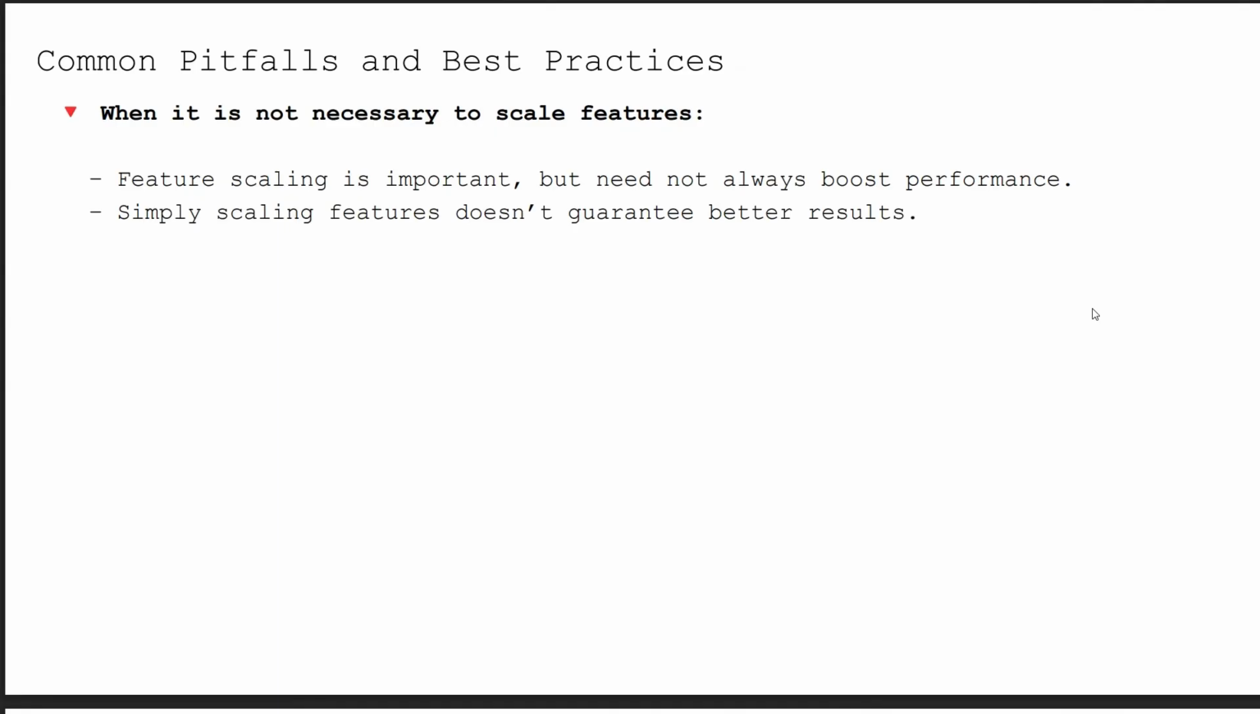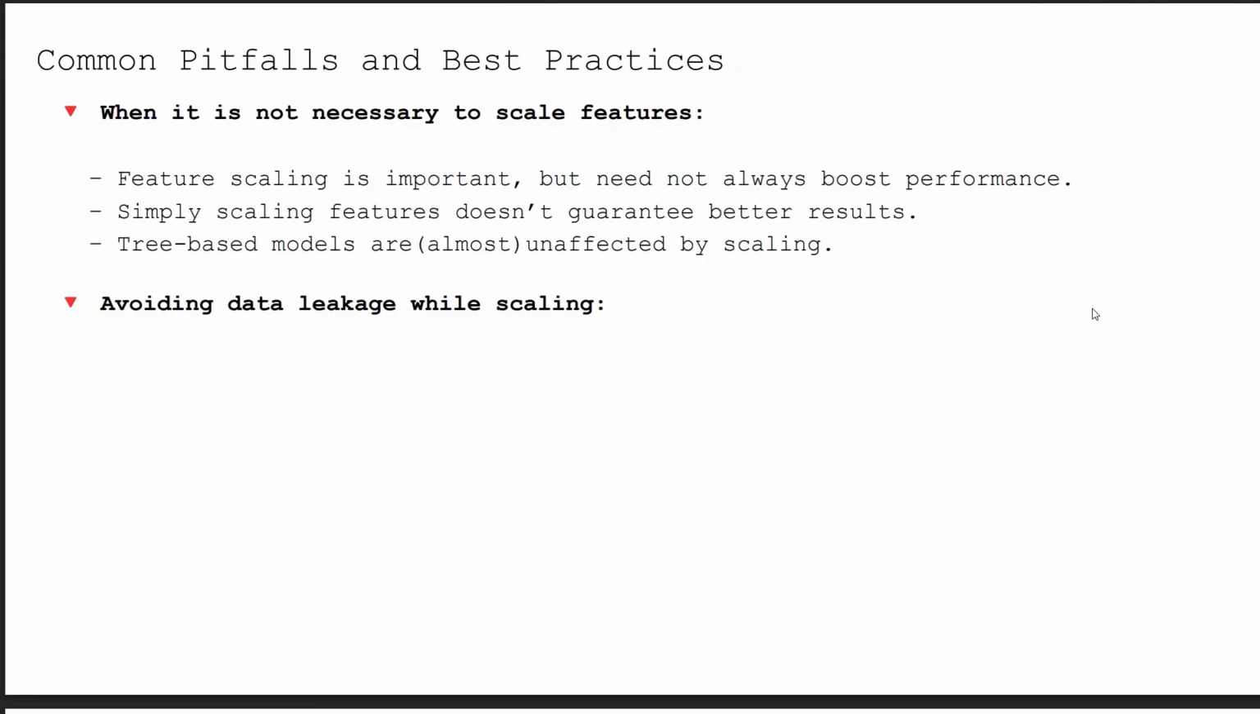It might improve, but the improvement might not be much, or it might not improve at all. The cases where it does not make much impact are the tree-based models that we just discussed, which are almost unaffected by scaling.